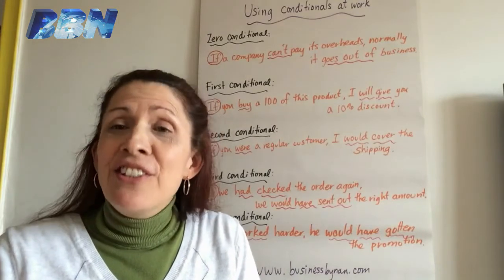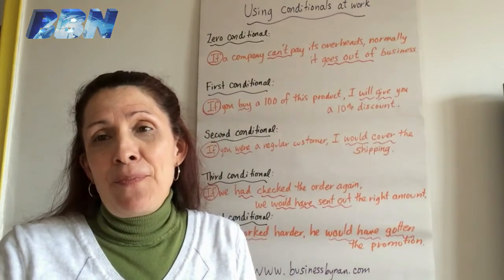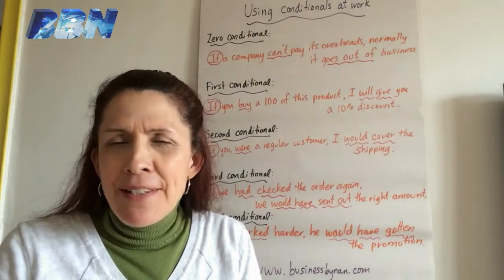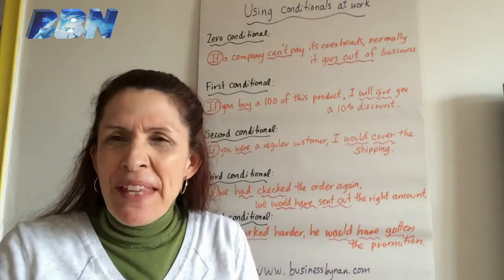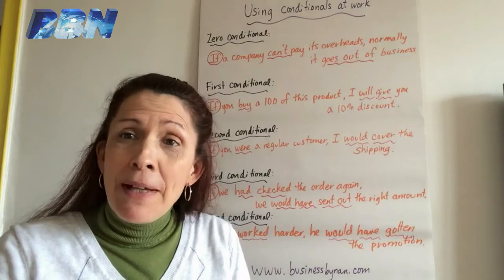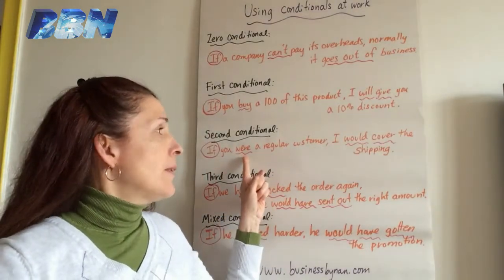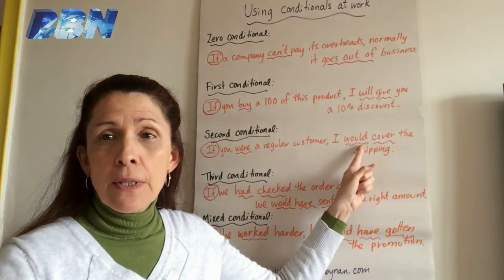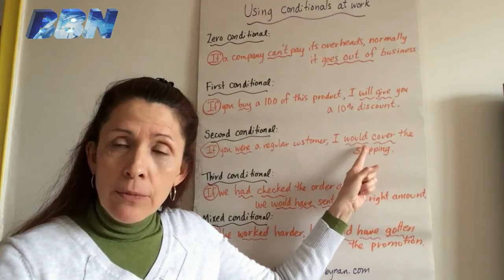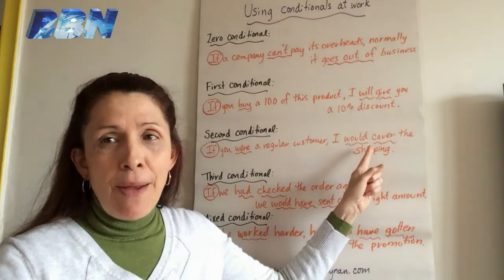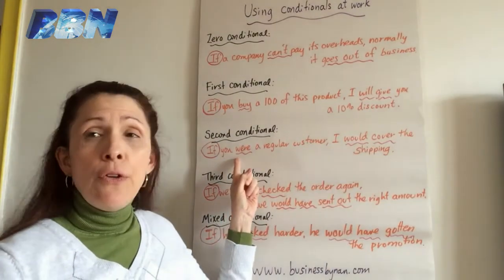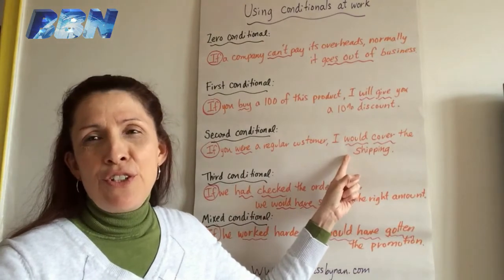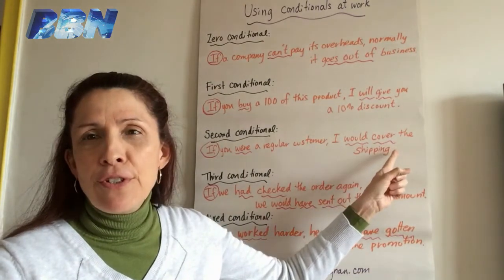The second conditional is also very common. Of course, that's when we're talking about the present, but maybe it's not real, it's not true, it's more hypothetical. So we're going to use the past simple verb, and instead of will, we're going to use would. We could use might here, but would is the most common. If you were a regular customer, I would cover the shipping, meaning I would pay for the shipping.